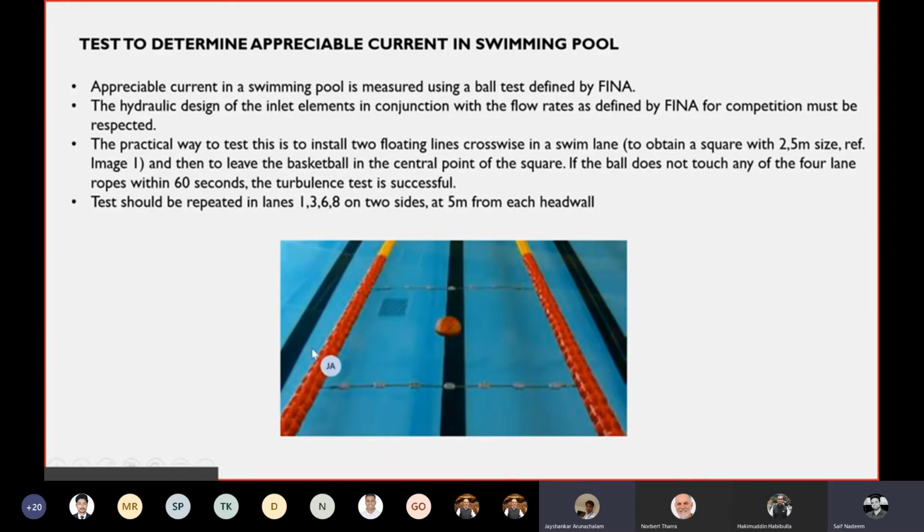The turbulence is tested in such a way that within 60 seconds, this basketball should not touch any of the edges of the lanes. That's the objective. If it does not touch within 60 seconds, it means the water is not creating any turbulence. This is tested 5 meters away from each head wall or end wall, and it should be performed on lane numbers 1, 3, 6 and 8 on both sides.